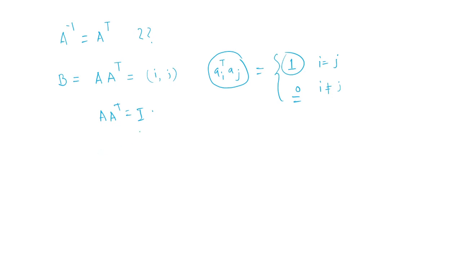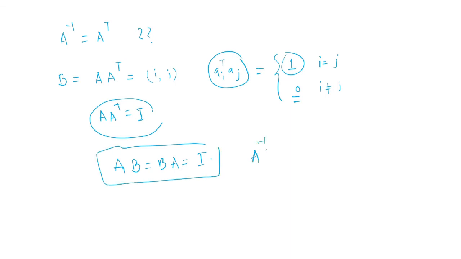So what is the definition of the inverse then? We call B the inverse of A if A times B equals B times A equals I. So if we calculate this, we call A inverse equals B. This is the definition of inverse. If A times B equals B times A equals the identity matrix, we call A inverse equals B. Similarly, here you can see we got A times A transpose equals identity.